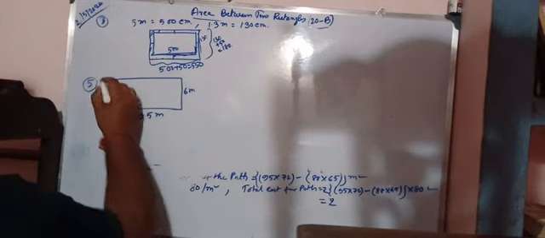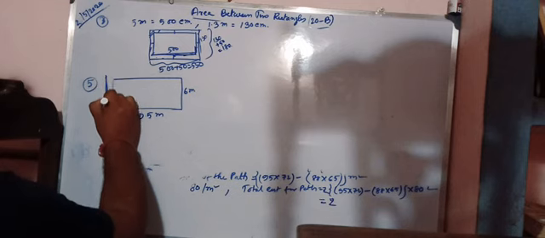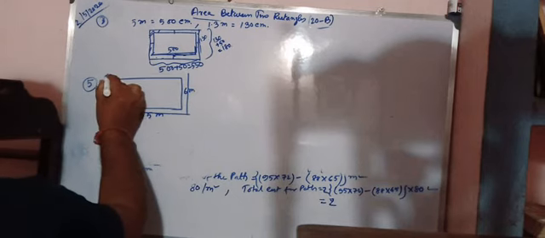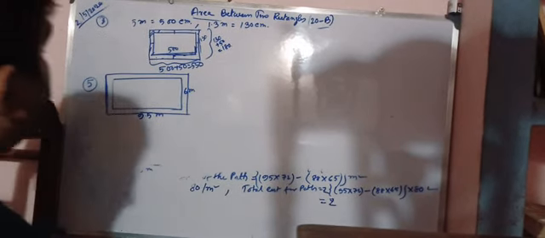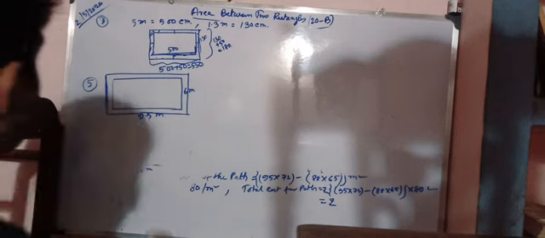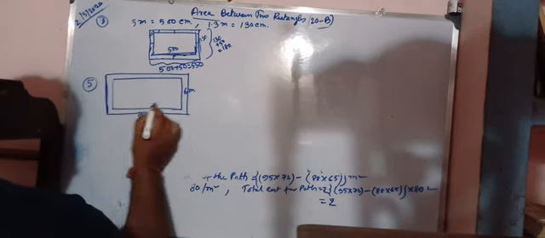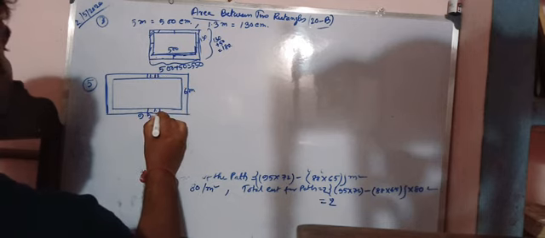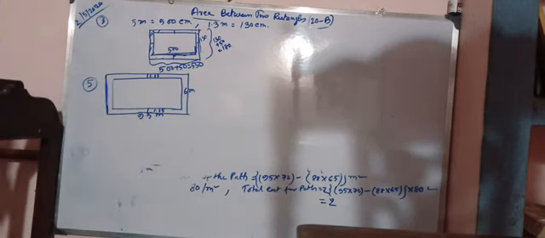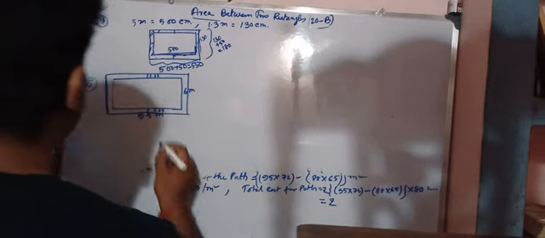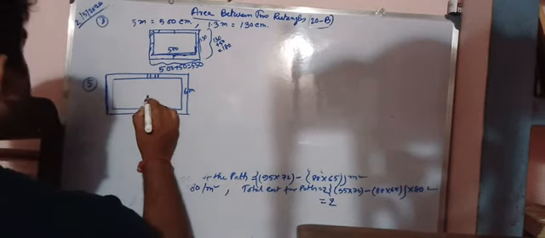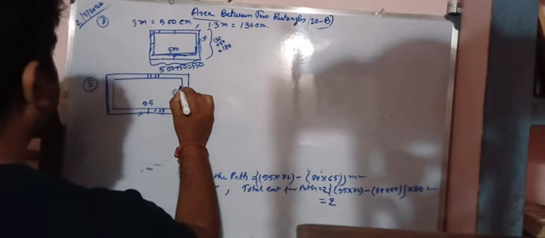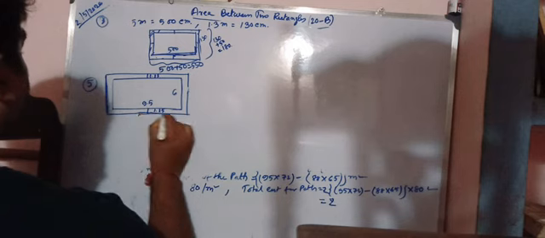So this is my 1.25, this is a veranda that is surrounded around this. This is a veranda. Okay, so this is 1.25 and this is also 1.25. So the length is 9.5 and the breadth is 6. Okay, so this is 1.25, this is 1.25.